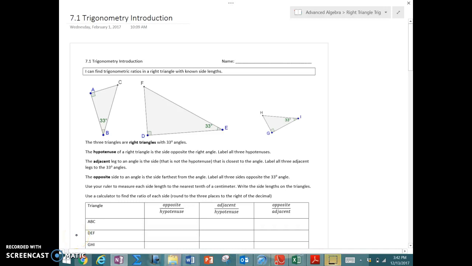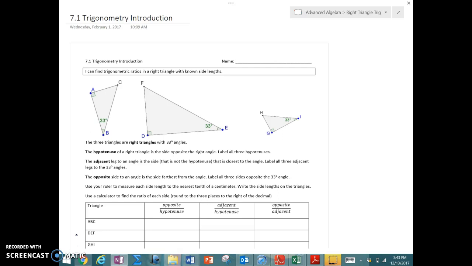Hi class, today we're going to talk about 7.1, which is a trigonometry introduction. Our objective is that I can find trigonometric ratios in a right triangle with its known side lengths. We're going to start by introducing some of the key skills we need throughout this chapter, the first of which is being able to label the sides of a right triangle.